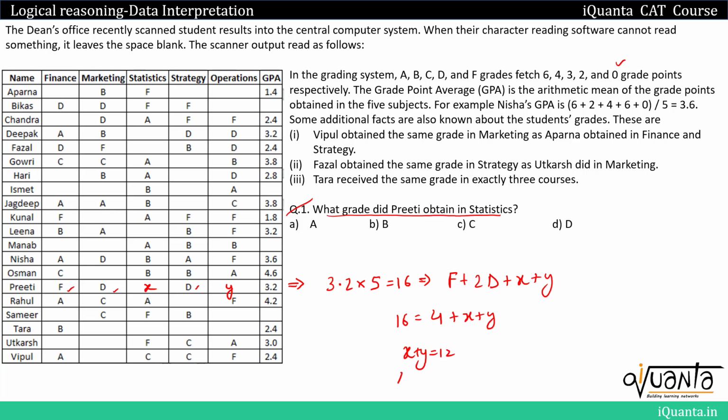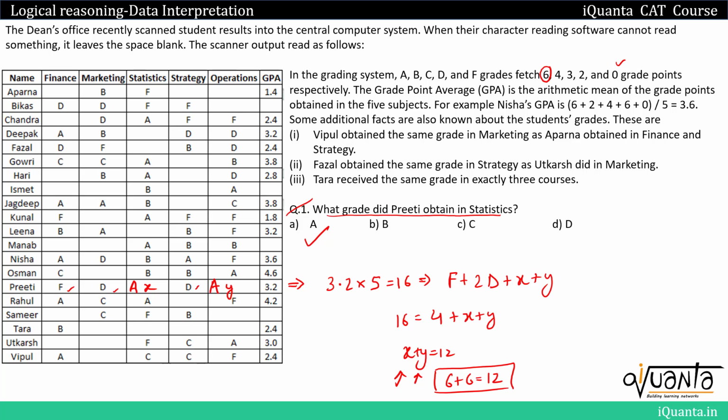Now basically X and Y are grades, so that means we need 2 grades whose sum will be equal to 12. So when is that possible? It is only possible when both the grades will be A over here, because A has a value of 6. So 6 plus 6 equal to 12. This is the only possible combination. So that means she's getting grade A in statistics and in operations. So the grade in statistics will be A. So option A will be the correct answer to this question.